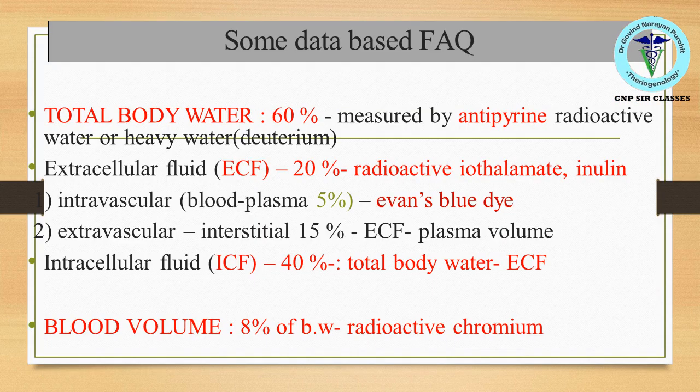Let's start with some data-based FAQs. Total body water is 60%, measured by antipyrine radioactive water. Extracellular fluid makes up 20%, and intracellular fluid accounts for 40%. Blood volume is 8% of body weight.